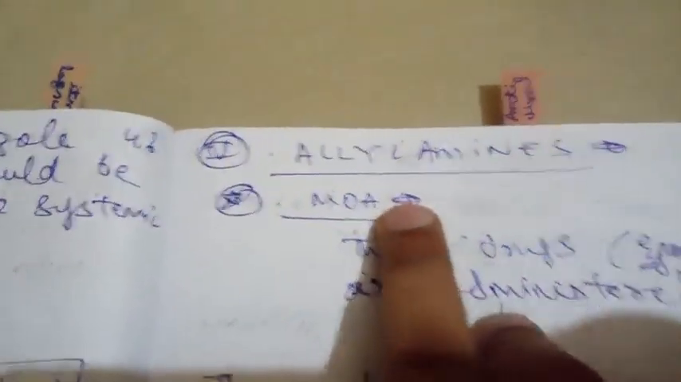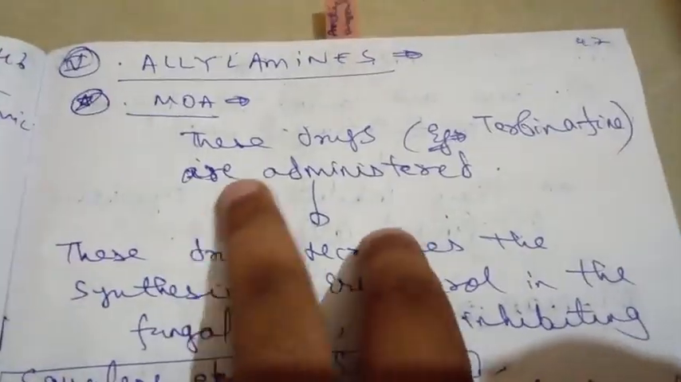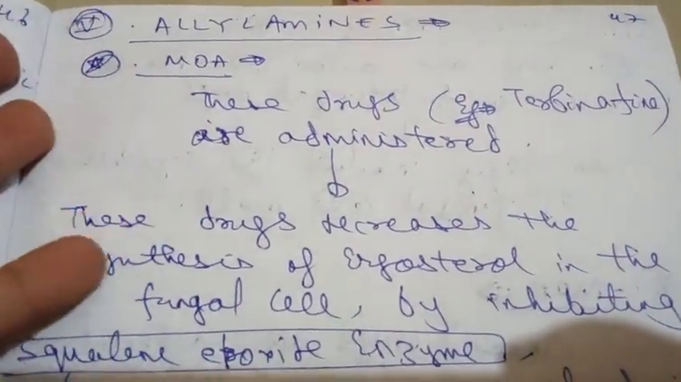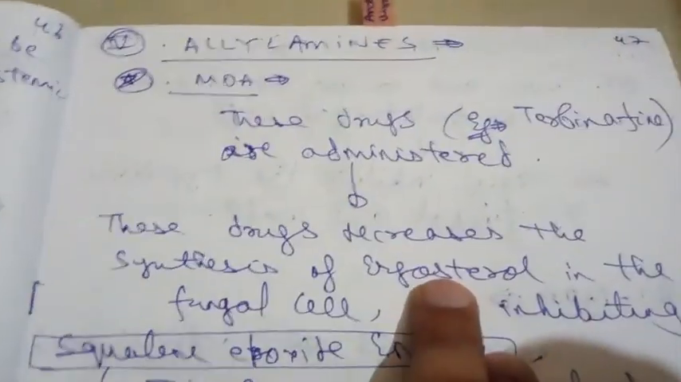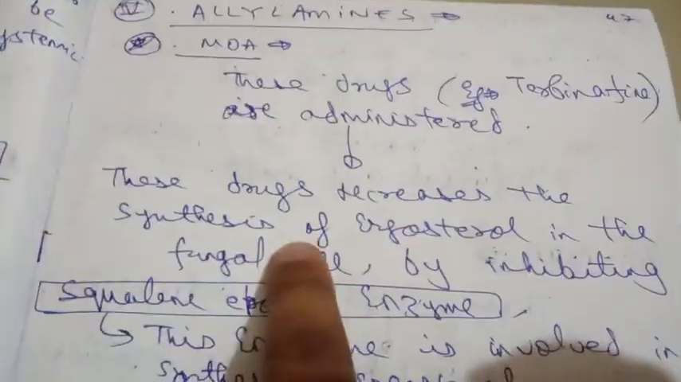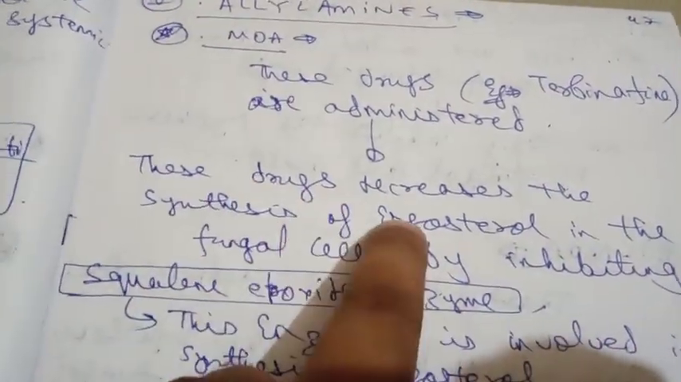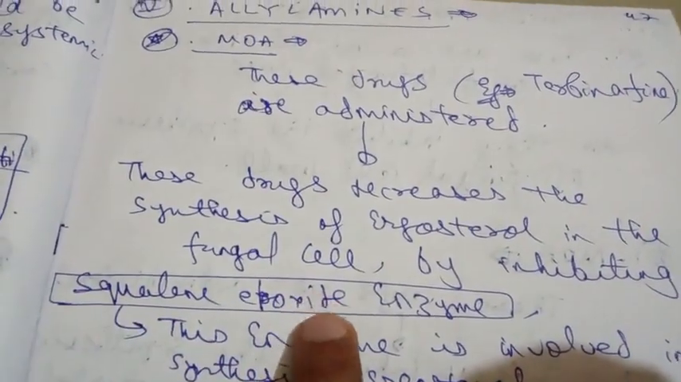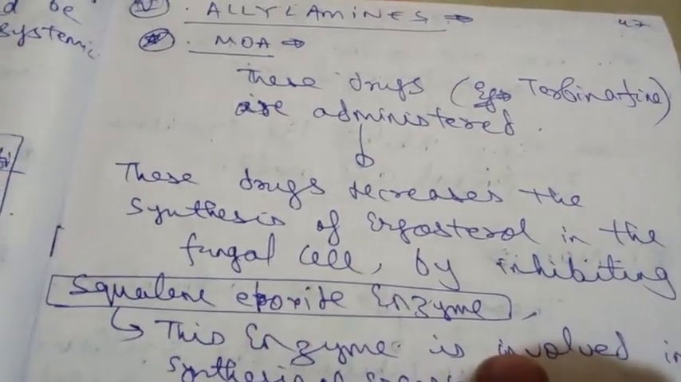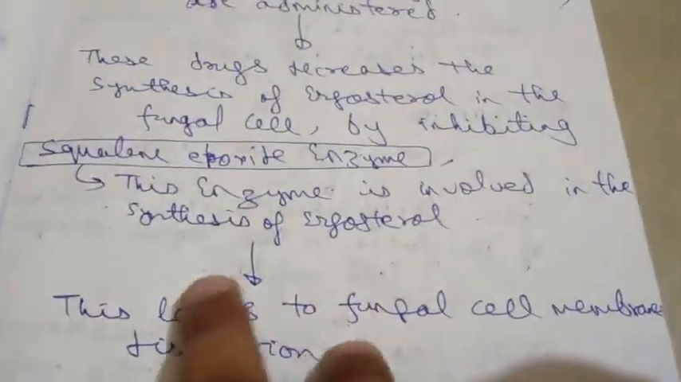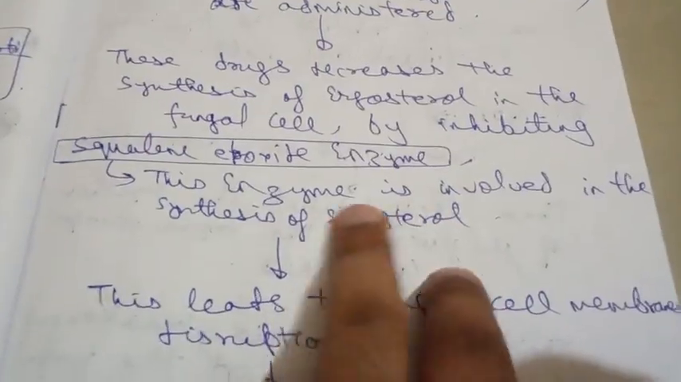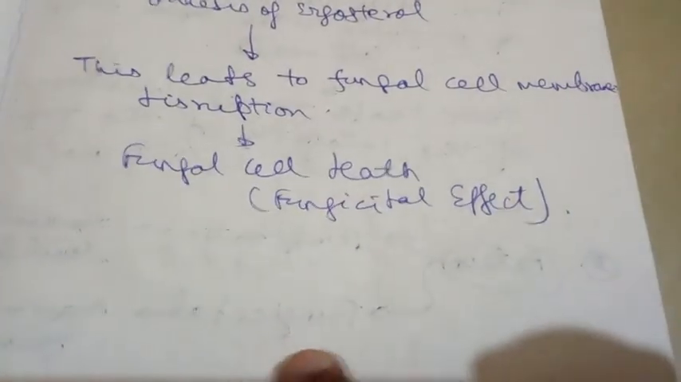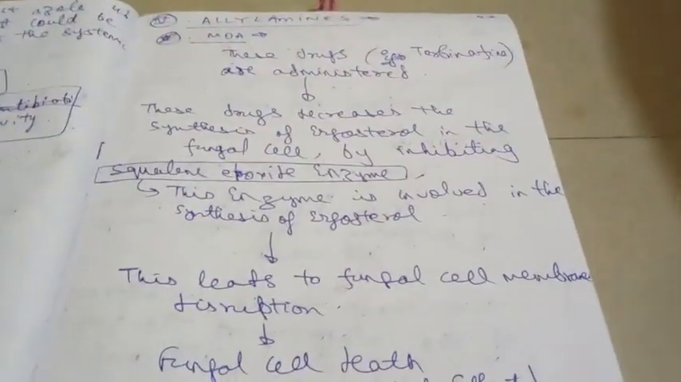Next we have allylamines. The mechanism of action is as follows. These drugs, for example terbinafine, butenafine and naftifine, are administered and reach the site of fungal infection. They also inhibit the synthesis of ergosterol, but through a different pathway, the inhibition of the enzyme squalene epoxidase. Since this enzyme is involved in the synthesis of ergosterol, no ergosterol will be formed. This leads to disruption of the fungal cell membrane and fungal cell death, that is, a fungicidal effect. So this is the mechanism of action of allylamines.